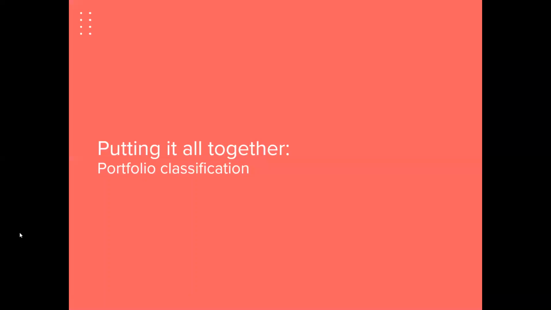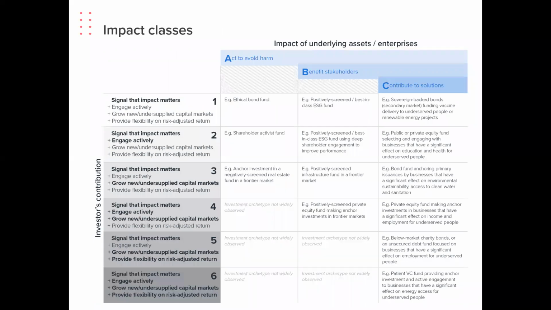Yeah, great. Thanks, Mike. So James here, and really great to be with you all today. Now we're going to bring these elements together, and when we plot the impact of the underlying assets or enterprises against investors' contribution, we create this matrix where each box defines what we call an impact class. By impact class, I mean a grouping of investments that has similar characteristics in terms of impact performance. You can see in each box here an example of an investment archetype that resembles these characteristics.